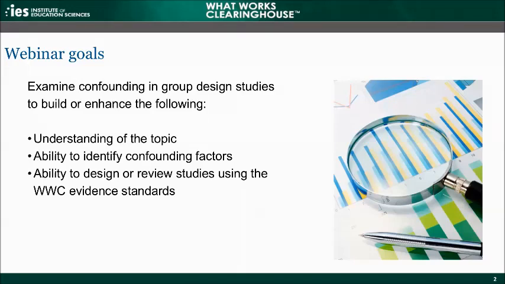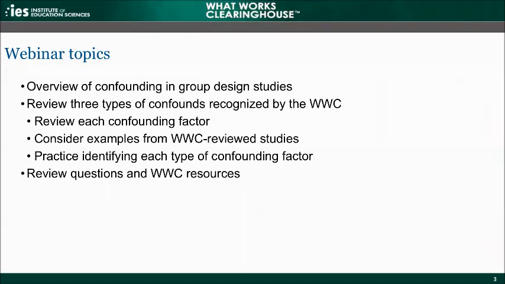On today's webinar, we will explore confounding factors. We will begin with a review of information on confounding factors contained in the WWC Handbooks version 4.0. The majority of the webinar will focus on three different types of confounding factors recognized by the WWC in group design studies. Throughout the webinar, you can share questions with the presenters in the chat box, and we encourage you to do so. And near the end of the webinar, we'll have time for our presenters to respond to questions as time permits. Before we get started, we wanted to share the goals for this webinar.